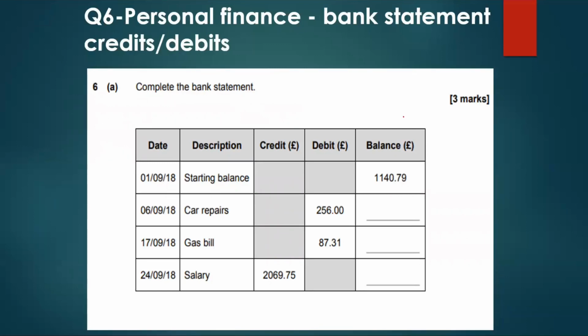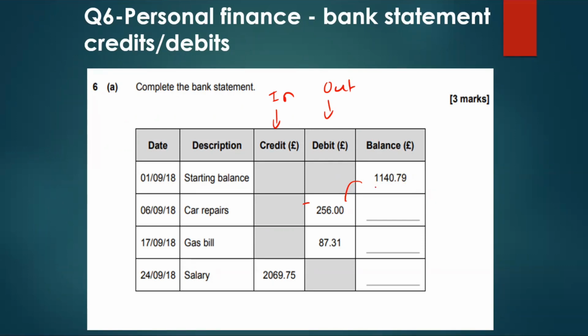So you've currently got a balance of £1,140.79, and then you get a debit. Now here we've got a credit, we've got a debit. Our credit is going in and our debit is going out. So what we need to look at is this being taken away from it. And if you didn't know what credit and debit meant, there's quite an easy way of working it out.